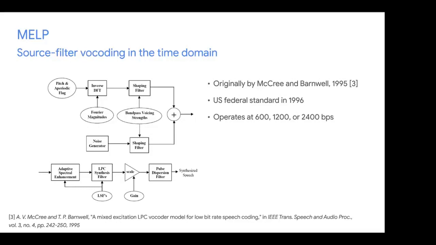Another thing that's different is that they have some adaptive spectral enhancement, but that's basically also just an LPC synthesis filter. And in the end, they added a pulse dispersion filter, which is some kind of phase filter to make the periodic sound not so robotic. But this is a major upgrade from LPC-10. Nowadays, I don't know if it's still used, but I think it is still used for ham radio and for some very low bitrate secure voice communication. It operates at 1200 or 2400 bits per second. Hopefully you can listen to it later, but even though it's a major upgrade from LPC-10, it's still pretty robotic to my ears.